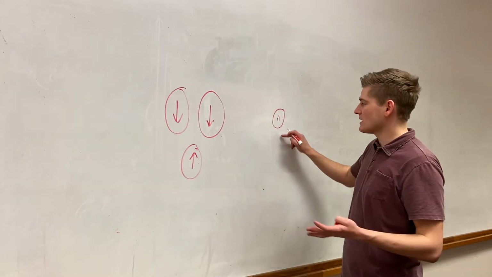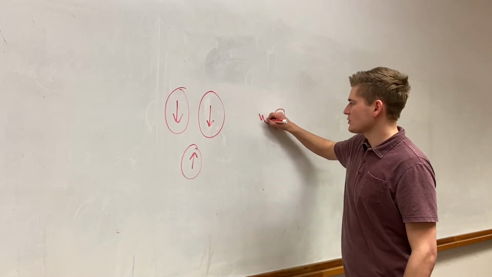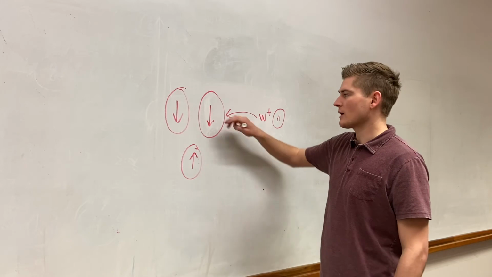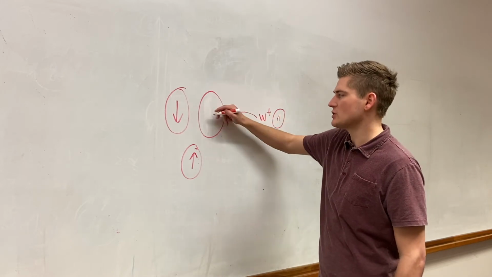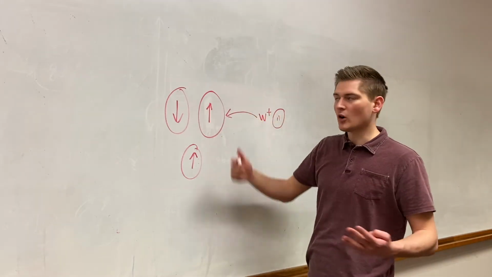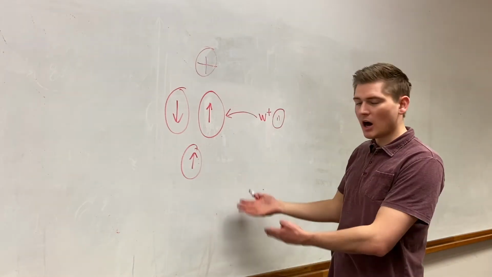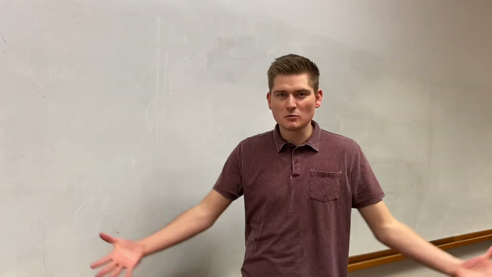In this situation, if this neutrino transferred a W positive boson to this down quark, the down quark will turn into an up quark, and then overall you have 2 up quarks, 1 down, so you get a positive proton. How's this even relevant to physics?